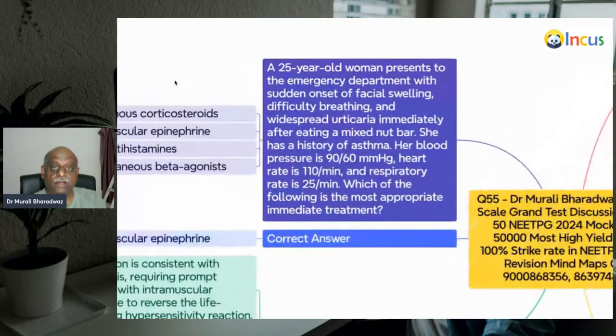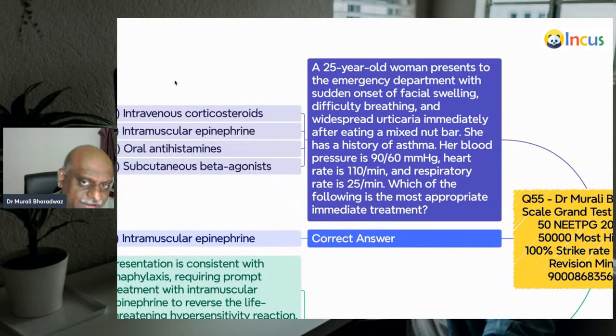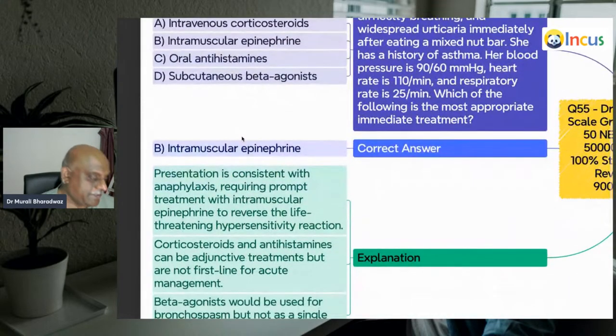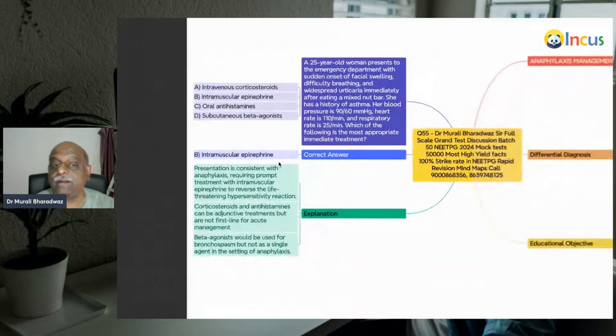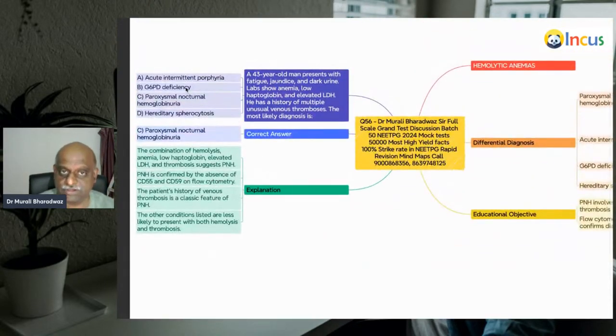Now, a 25-year-old comes to the emergency department with sudden onset of facial swelling, difficulty breathing, and widespread urticaria. All this presentation is in sync with anaphylaxis. So we need to give intramuscular epinephrine, which is considered the treatment of choice.